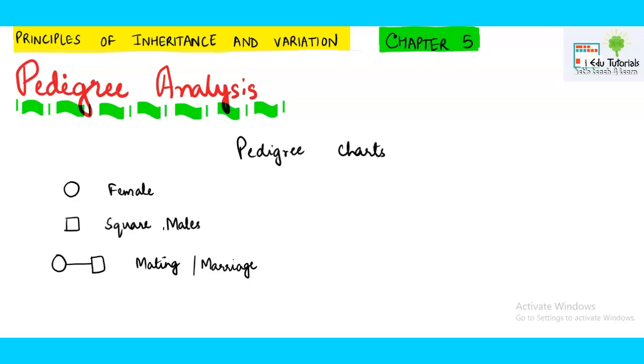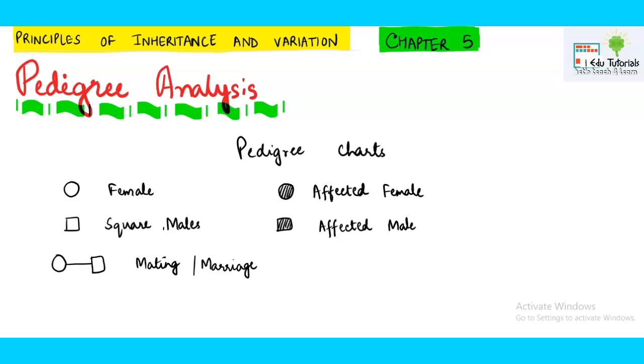Whosoever has got affected by a genetic trait, that individual will be darkened. Here I have colored the circle. That means the affected individual's sex is female. Similarly, if the male individual is affected, then we will be using a colored square for it. So affected males will always be shown by a colored square, and affected females will always be shown by a colored circle.